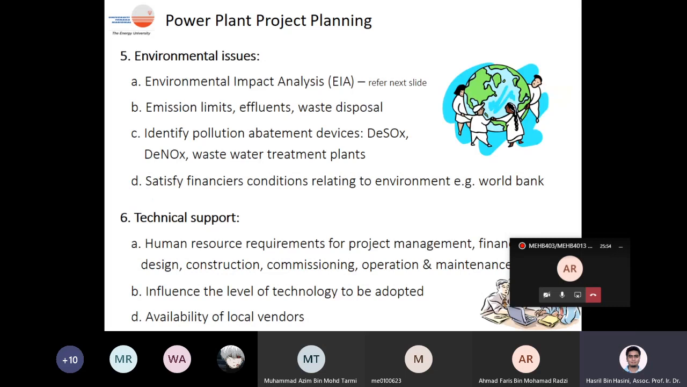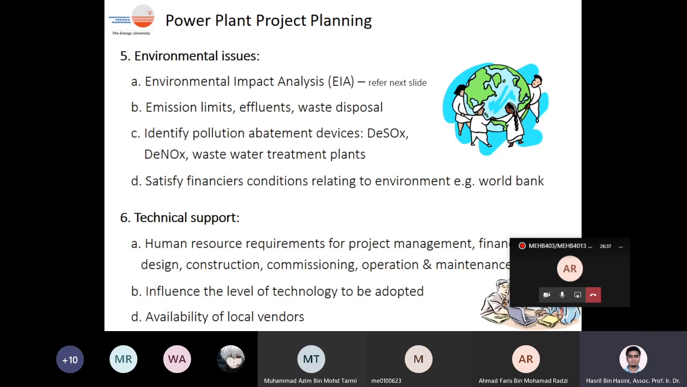Environmental issue, this is also fairly straightforward. It depends on the environmental impact analysis. So if you decide to build a power plant in one location that you have selected, before you are allowed to construct the power plant, we have to go through the environmental impact assessment by a third party to evaluate how this power plant will impact the environment for that particular location. Okay, emission limit, the effluents, the waste disposal method, these need to be considered if you have selected the location to build the power plant.